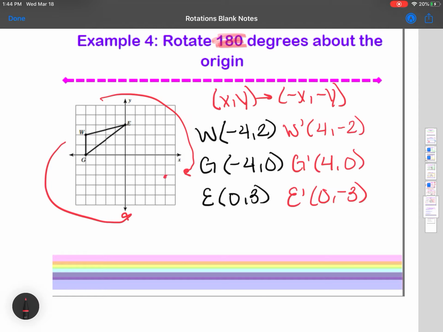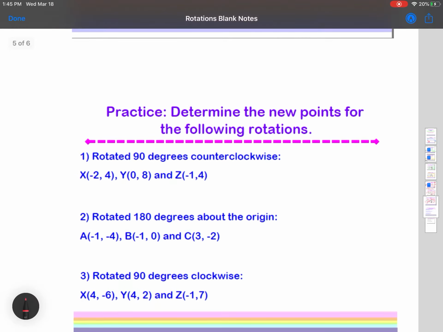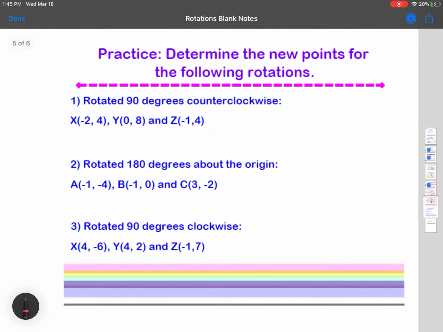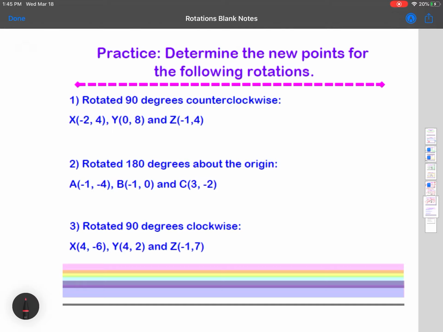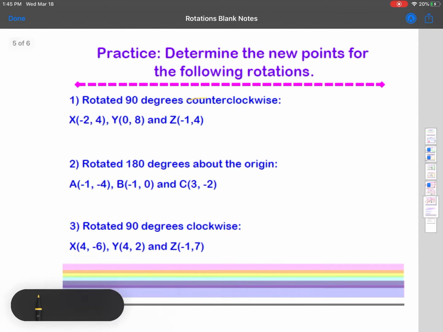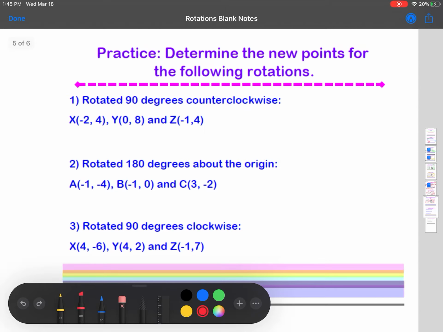Okay? So, 4, negative 2, W prime. 4, 0, G prime. And 0, negative 3, E prime. It looks like I just took my figure and I turned it all the way around in either direction. Okay? Now, the last 2 slides today are just some extra practice with the rules. Okay? So, in number 1, we're rotating 90 degrees clockwise. Counterclockwise.